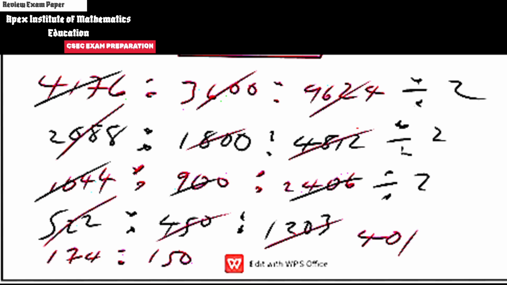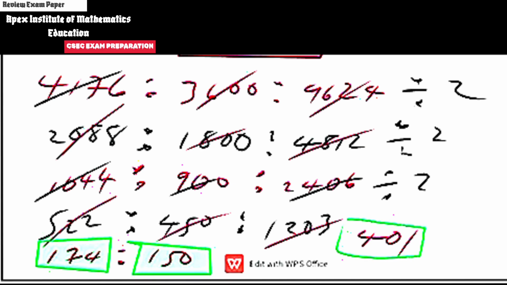174 is an even number. 150 is an even number as well. And 401 is an odd number. There are no divisible factors. In fact, 401 is a prime number, so there's no divisible factor into 401 other than 401 and itself. So it ends there. The ratio is, let's put some boxes around it here, 174 to 150 to 401.